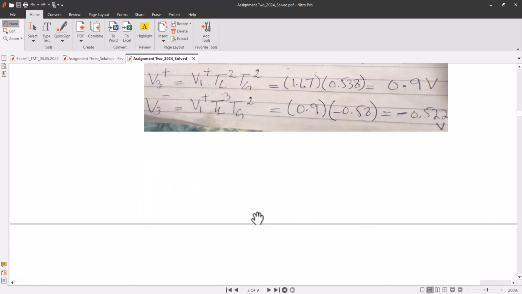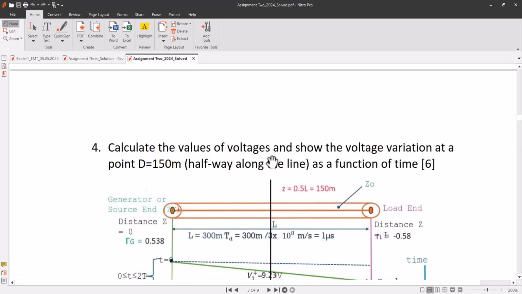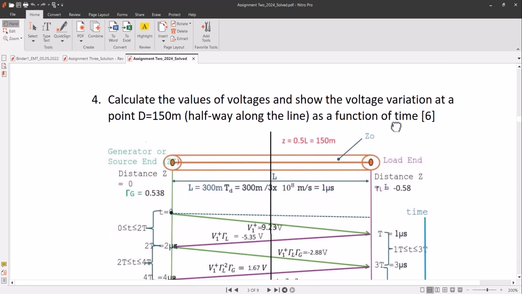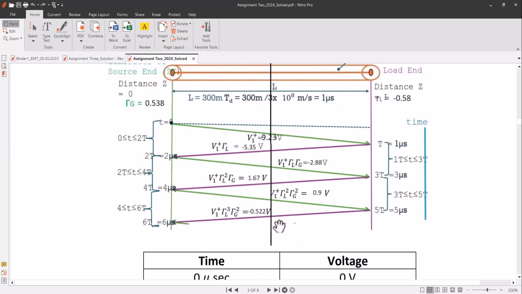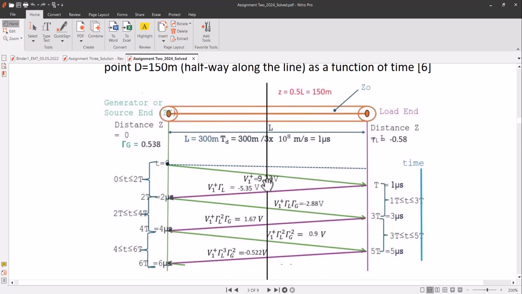Now calculate the values of the voltage and show the voltage variation at point 150 meter, halfway along the line. So halfway along the line becomes this 150 meter. This is your total 300 meters and its half is 150 meters. So it will become here. This is the line of 150 meter.